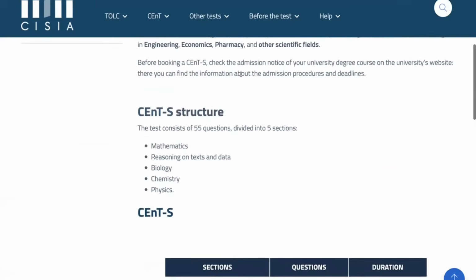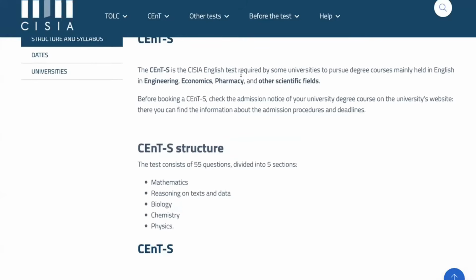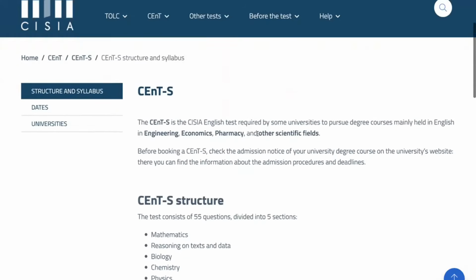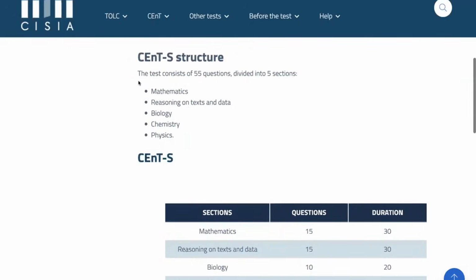Now, in this section, I think there is a structure of the test. As I've shared previously, CEnT-S is just the combination of the previous 3 tests, TOLC-I, TOLC-F, and TOLC-E. TOLC-I was for engineering, TOLC-E was for economics, and TOLC-F was for pharmacy and related studies. Since they combined it, now these are the sections of the test. There are 5 sections: mathematics, reasoning on text and data, biology, chemistry, and physics.